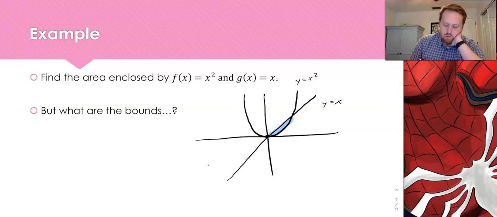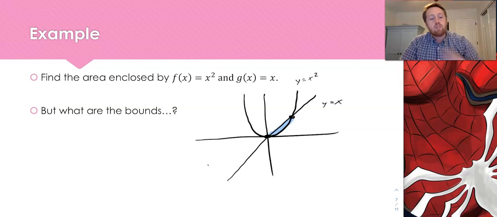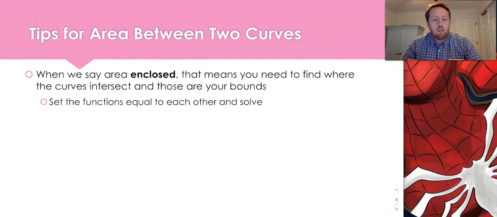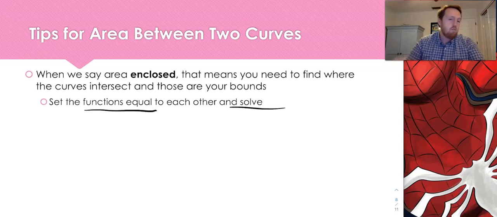So I need this point, and I need this point, right? Those are just the intersection points. To find those, you set the functions equal. You need to find the intersection points. Those become your bounds. To do that, set the functions equal and solve. That's all we're going to do on that. It's not going to be too crazy.